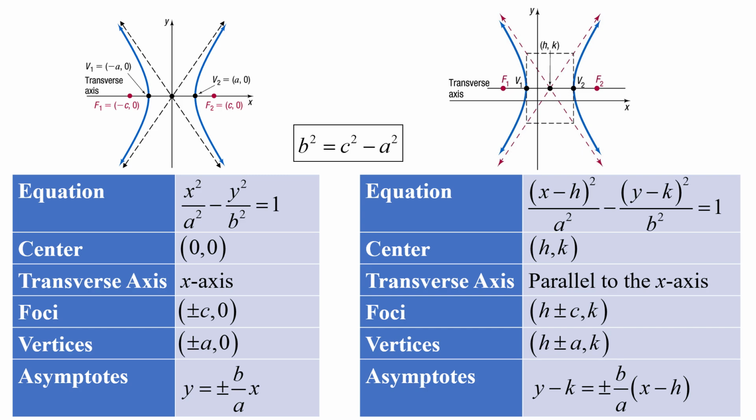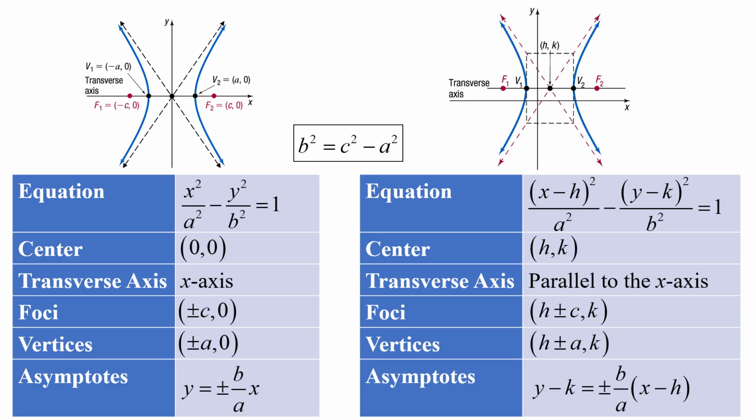Furthermore, the foci are a distance of c from the center along the transverse axis, thus located at the points plus or minus c, 0. Vertices are a distance of a from the center along the transverse axis, thus located at the points plus or minus a, 0. And the two asymptotes are y equals b over a times x and y equals negative b over a times x. These are lines with slopes b over a and negative b over a.